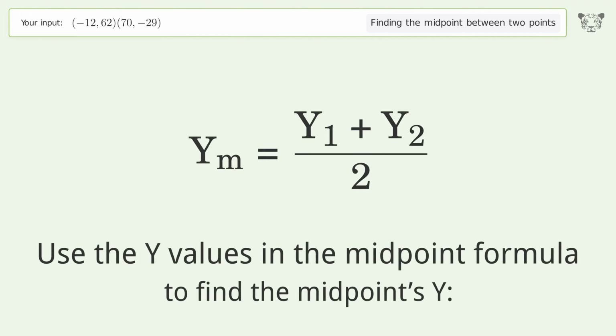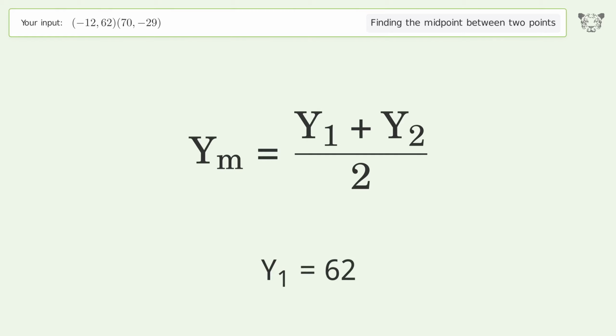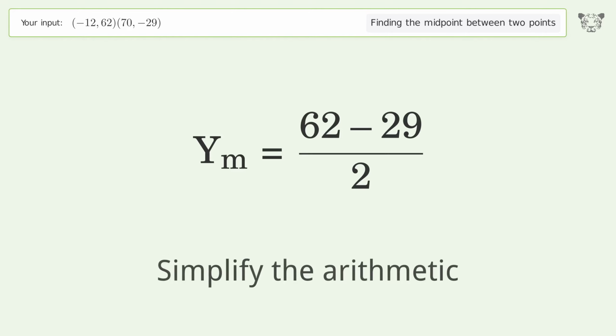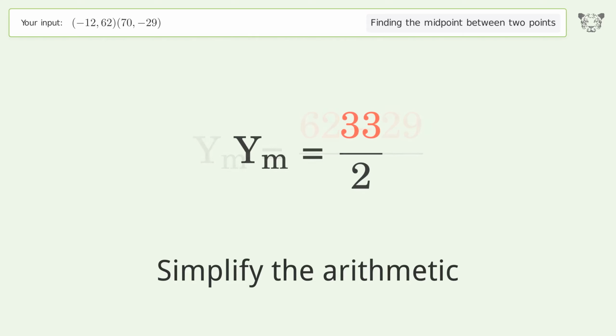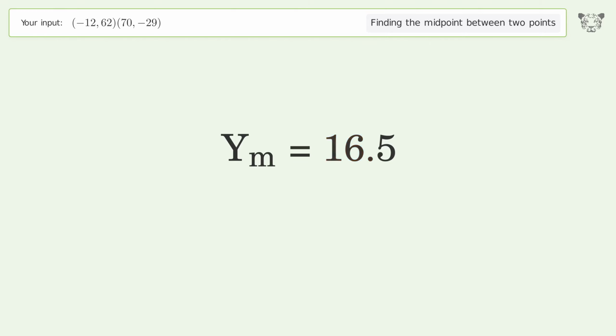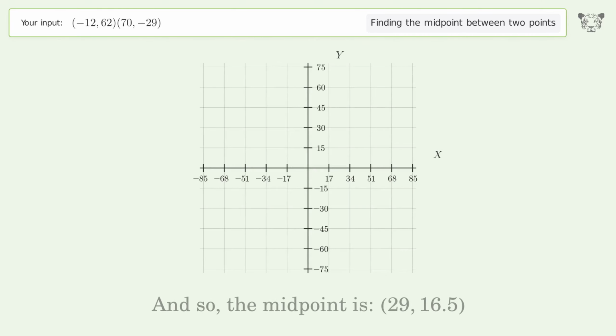Use the y values in the midpoint formula to find the midpoint's y. y1 equals 62. y2 equals -29. Simplify the arithmetic. And so, the midpoint is 29, 16.5.